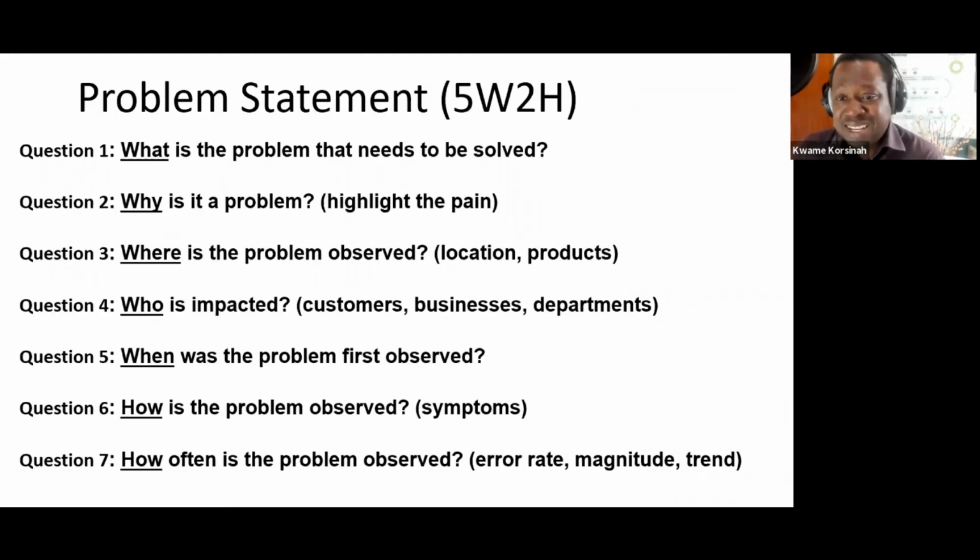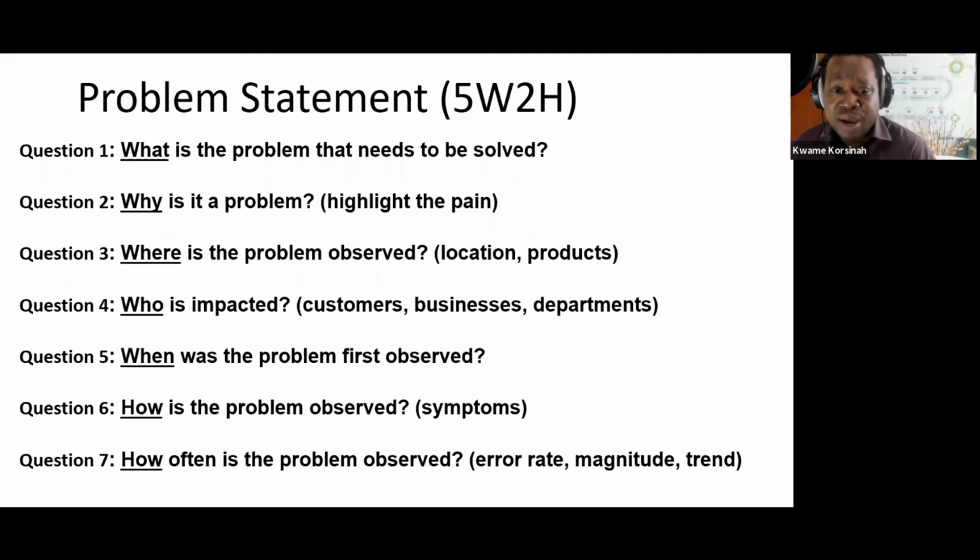What is the problem that needs to be solved? We really have started with a problem. We've drawn some analysis. We've drawn some artifacts. Are we still solving the same problem? Have we been able to go to the root cause of the problem to know why we are solving that problem? And the big question is, is it a problem? If it's not a problem, why are we working on that? And where is the problem observed? Those are some of the questions we could be asking.